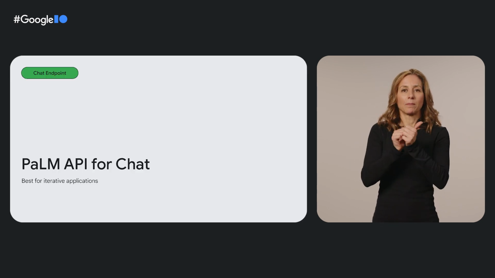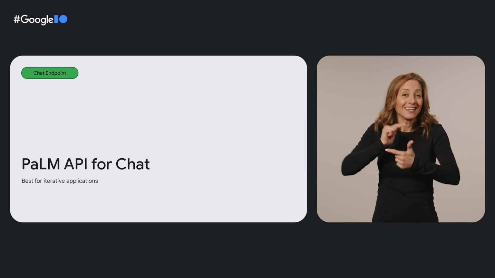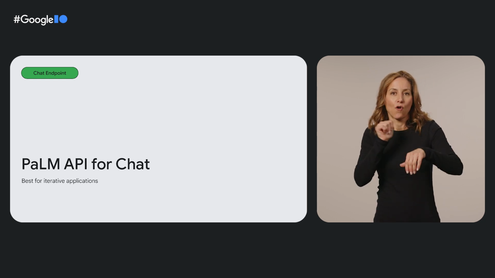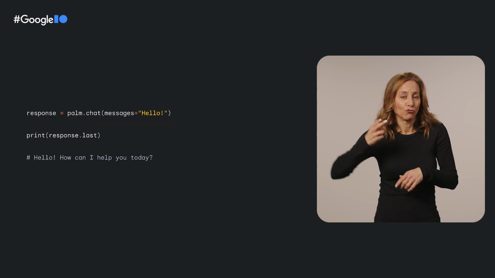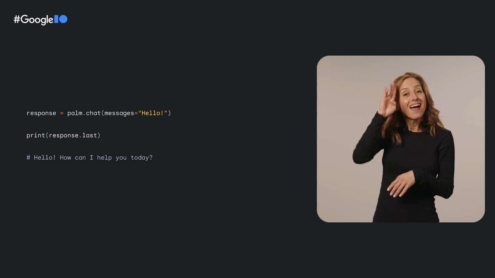Now let's see how to use the chat endpoint to develop an interactive application. It's similar to what you just saw. The main differences are the method you call and how you handle the conversation history. Instead of calling generate text, you'll call chat, and you'll send a message to the API to start your conversation. Here, for example, you'll say, "Hello, good morning."